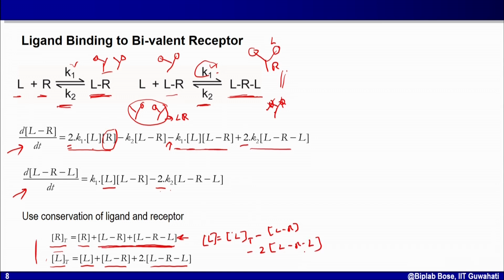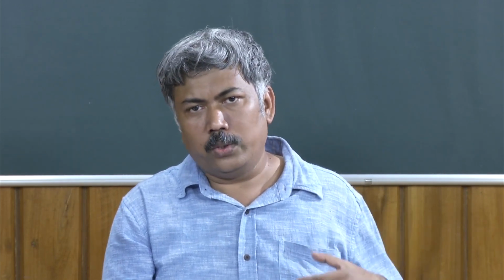So I don't require a separate ODE for L. So I have only ODEs for LR and LRL. These 2 are the dependent variables in my system. All other things are represented in terms of these 2 dependent variables, and now I can again use JSIM to simulate it, considering certain numerical values for K1, K2, and the RT and LT.